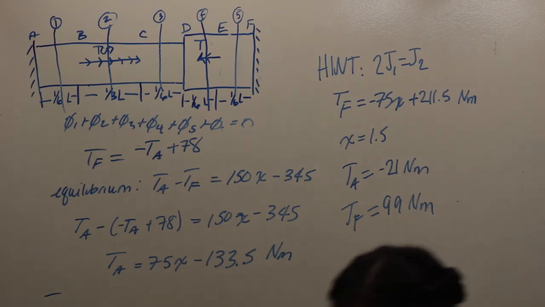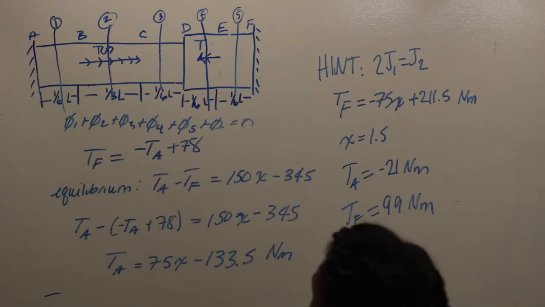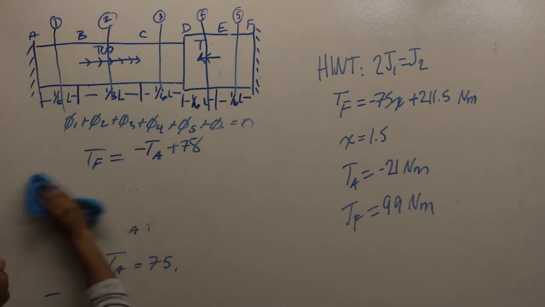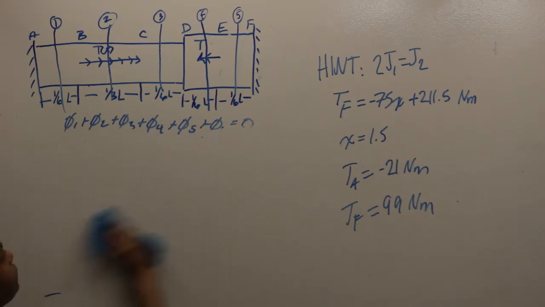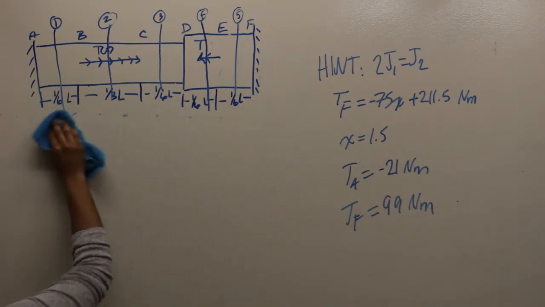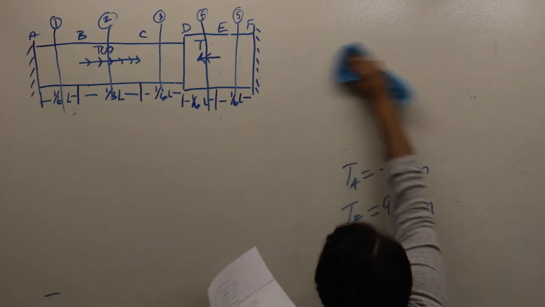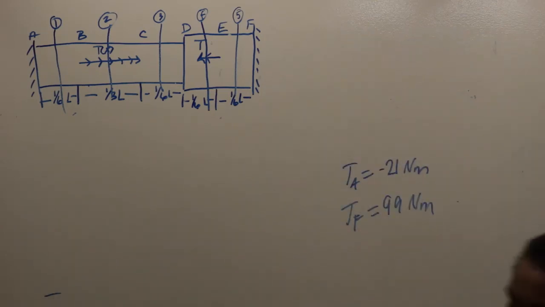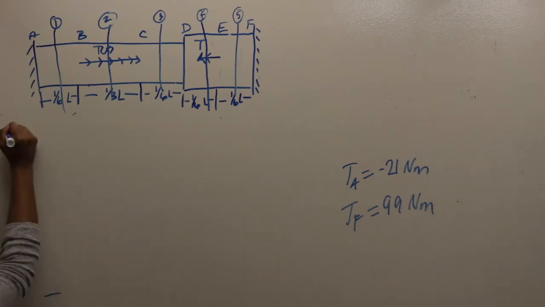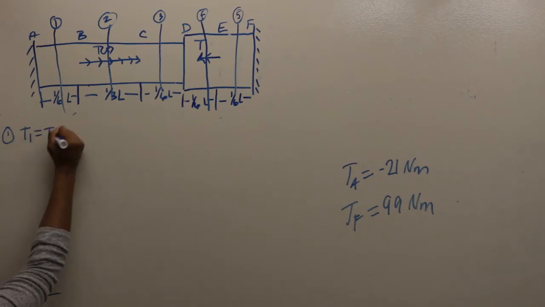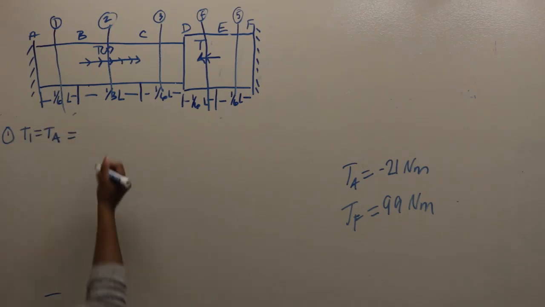Next, we are asked to find the internal torques of the sections. I'm going to keep up TA and TF. So for this, all we have to do is substitute everything when we made the cuts into the equilibrium equation. So cut 1, T1 equals TA, which equals negative 21.